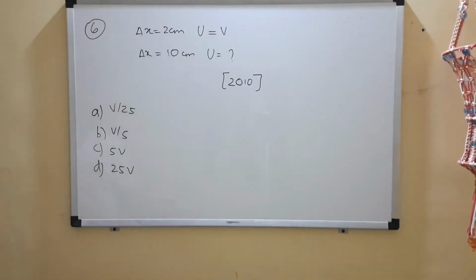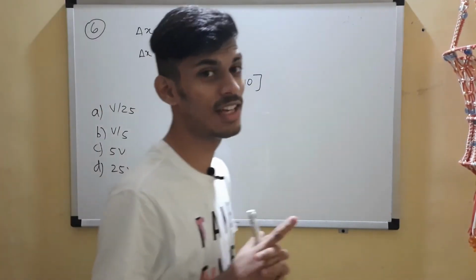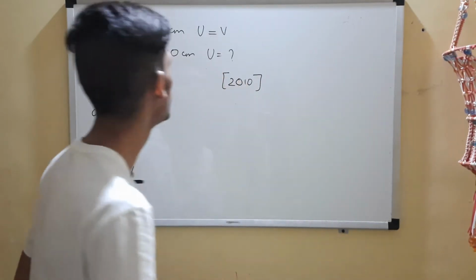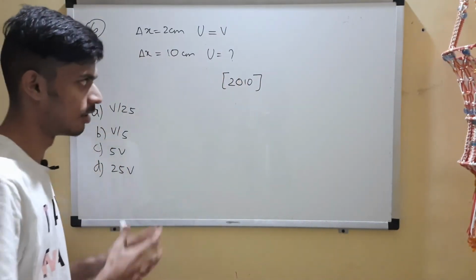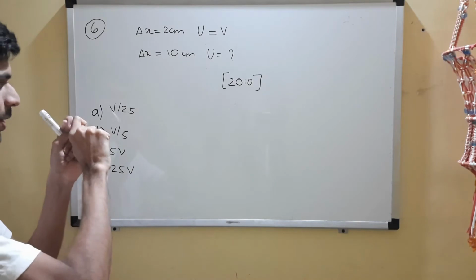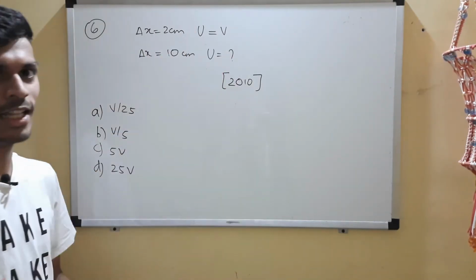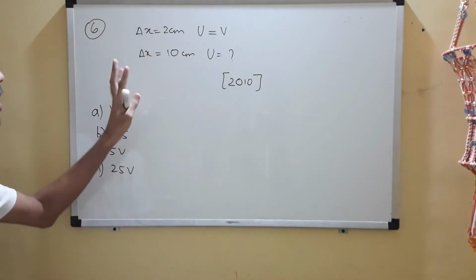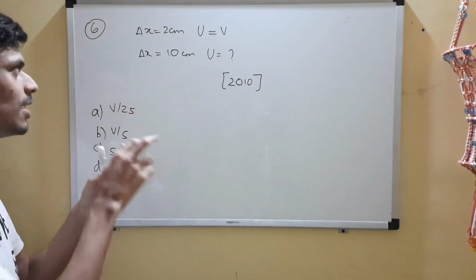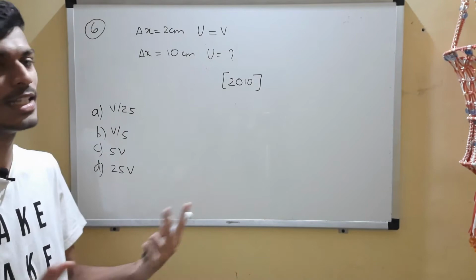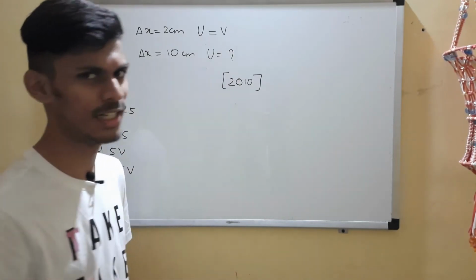So question 6 over here is from BITSAT 2010. Very simple question. In this question you have a spring. In the first experiment you are just going to extend that spring by 2 centimeters. You report its potential energy to be V, some value. In the second experiment you take the same spring and now extend it by 10 centimeters. What will be its potential energy?